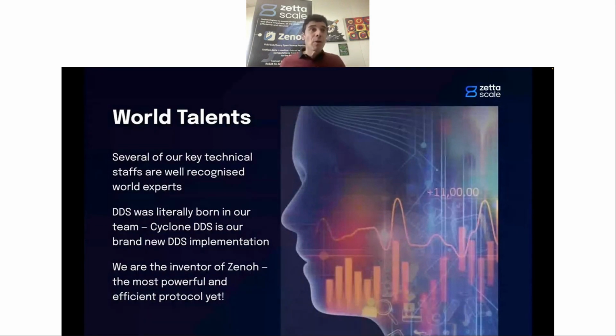And above all, we are the inventor of Zenoh, which, as we will discover, is actually the most powerful and efficient protocol yet, and we'll try to understand why. I think it's important to share this information, because I will be pointing out weaknesses in certain protocols. And some of those weaknesses, as we will see, are not weaknesses because the protocol wasn't necessarily badly designed.